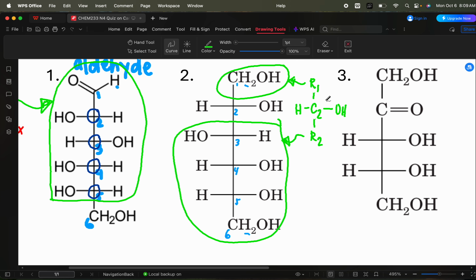So meaning to say each is unique. Carbon number 1 is not a stereocenter, carbon number 2 is a stereocenter. The same applies with carbon number 3, carbon number 4, and 5. So only 2, 3, 4, 5. The second, third, fourth, and fifth carbons are considered stereocenters.